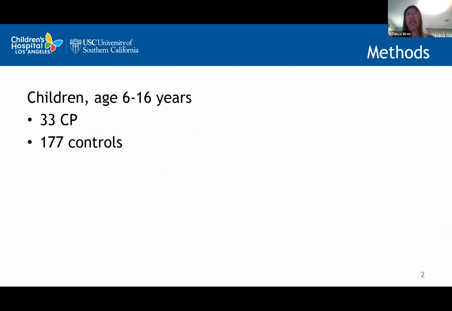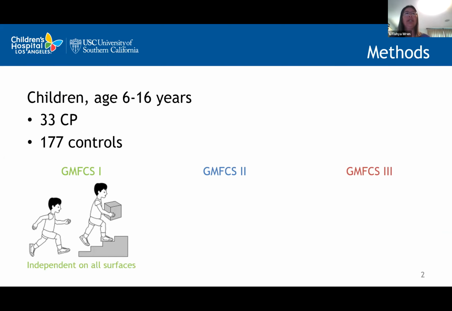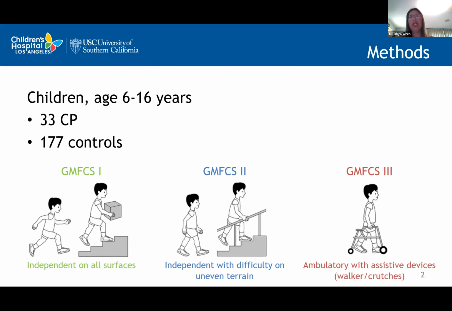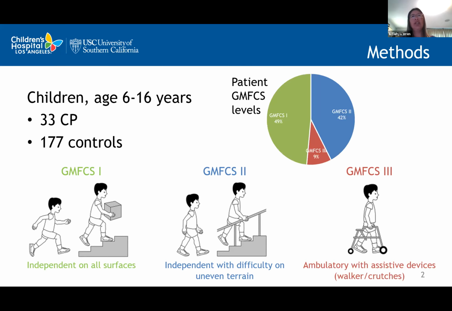The study subjects were children ages 6 to 16 years old, 33 with cerebral palsy, and 177 controls. For CP, the severity is characterized by the Gross Motor Function Classification System, or GMFCS level. Level 1 is independent on all surfaces. Level 2 is independently ambulatory, but with difficulty on uneven terrain, such as stairs. And GMFCS level 3 is ambulatory, but using assistive devices, usually a walker or crutches. In this study, most of the patients were in GMFCS levels 1 and 2, with a smaller number in GMFCS 3.